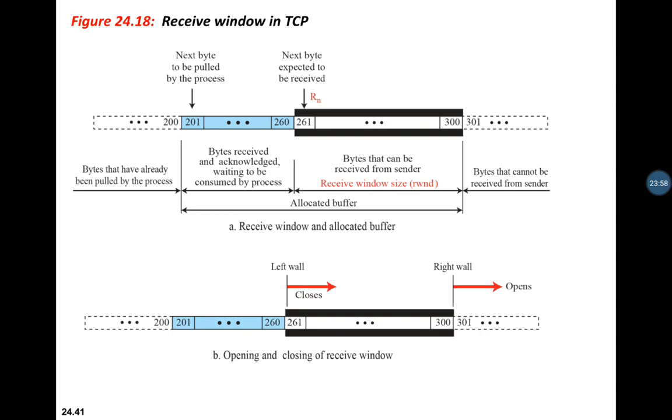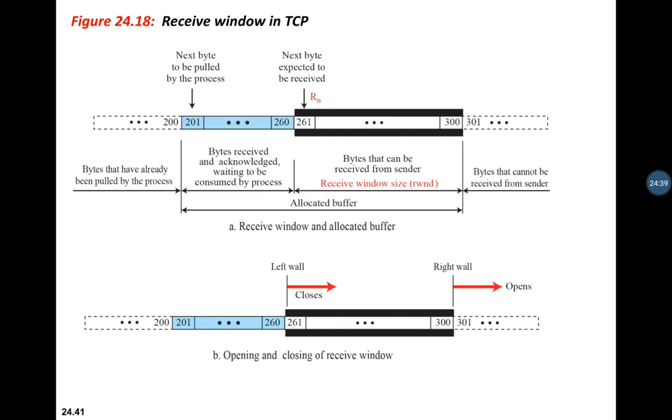Here the differences are that TCP allows the receiving process to pull the data at its own pace, and the receive window is calculated as RWND, which is equal to the buffer size minus the number of waiting bytes to be pulled. You can see in the figure that the receive window size is the buffer size minus the number of bytes to be pulled, which will give you the receive window size, which is RWND.